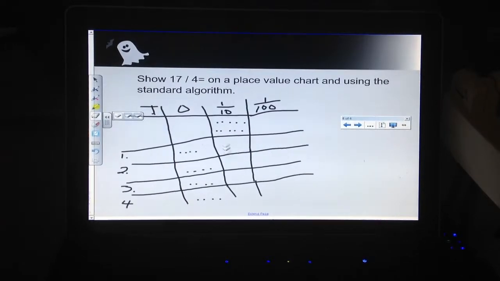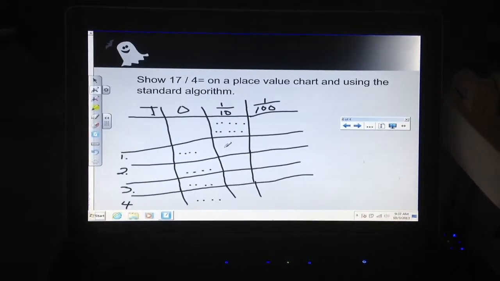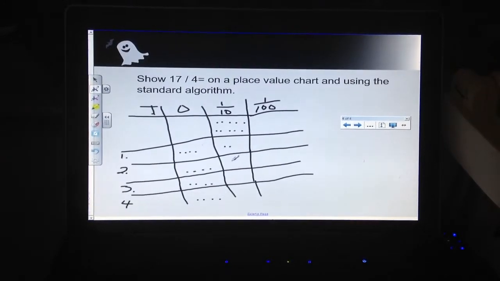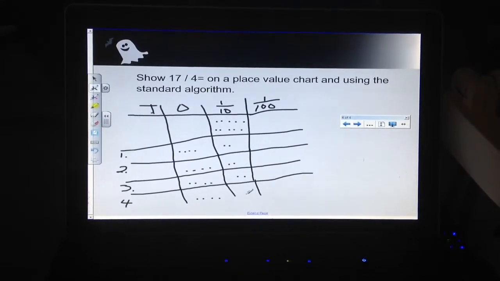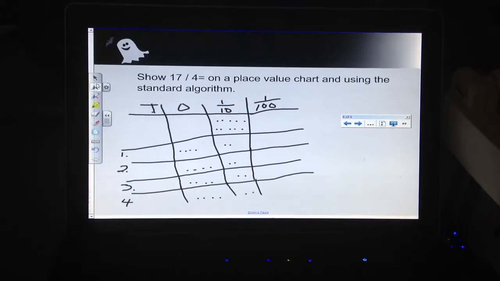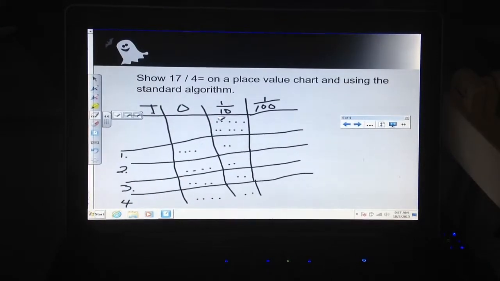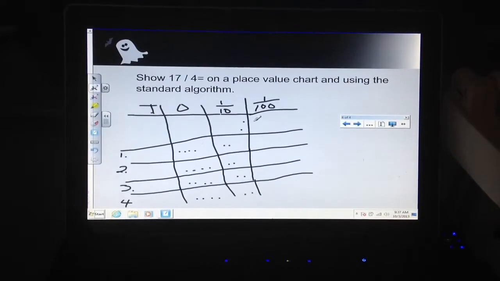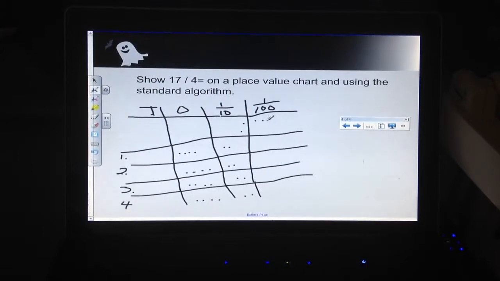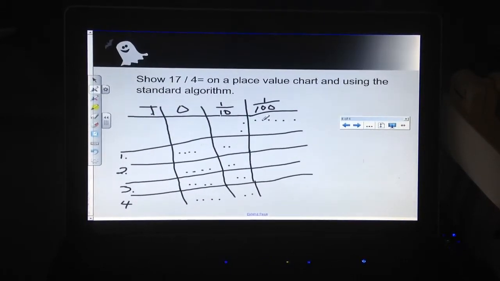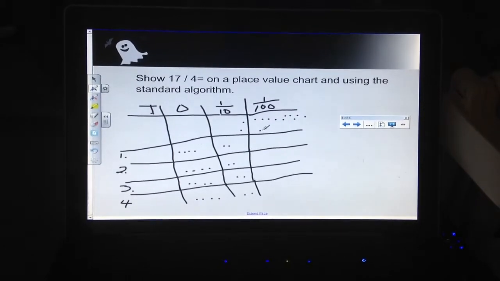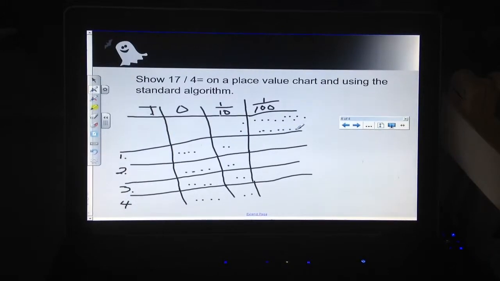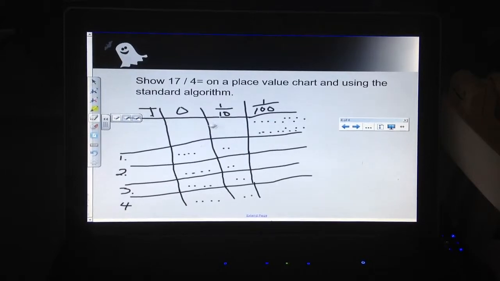Okay, 10. If I try and split that 4 ways, I have 2 in each column. 2 times 4 is going to give me 8. So that would leave 2 left over. And I would take these 2 and push them over into the next column as tens. 1, 2, 3, 4, 5, 6, 7, 8, 9, 10. So I have moved those over.